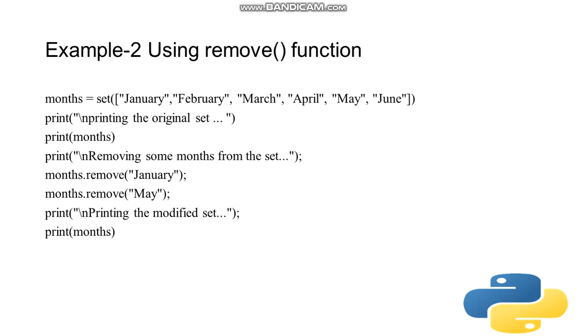Next example is using remove. Similarly, we can remove January and May using the remove function. If the particular item is not present, then only it will generate an error.